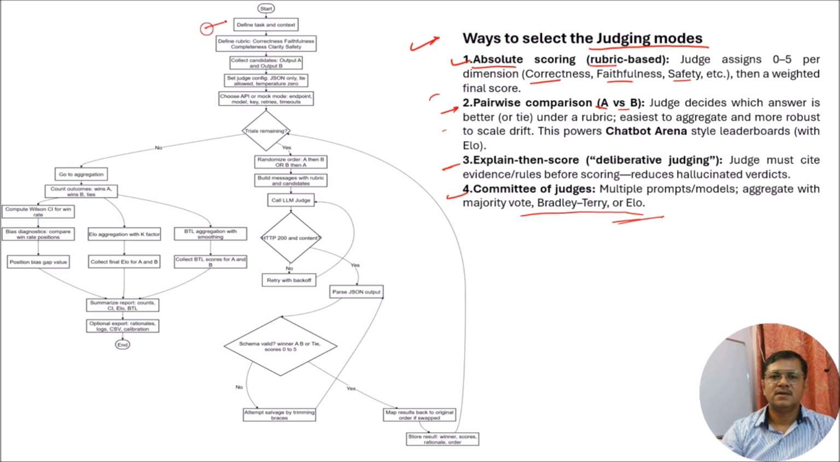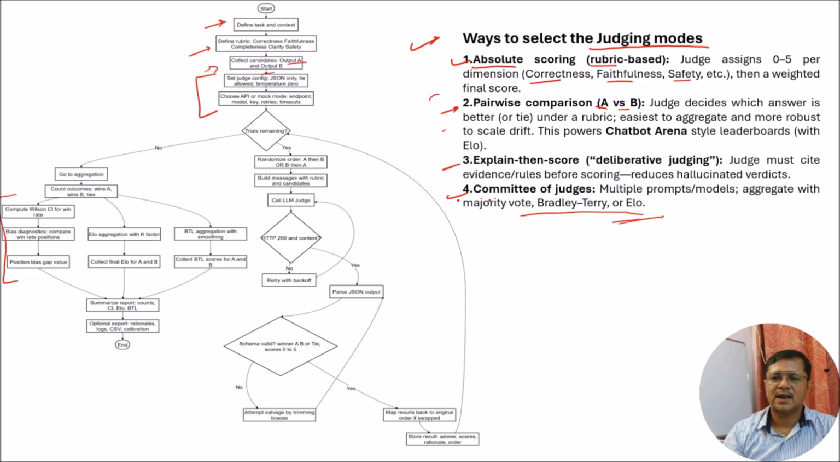So the first part is define your task and context, define the rubric. This is the most important thing. So here our rubric is correctness, faithfulness, completeness, clarity, and safety. So these are our rubrics. And based on that, we collect the candidate outputs, output A and output B. And after that, we set our LLM. Now we will check whether trials are remaining or not. If no trials are remaining, we have to go for evaluation directly.